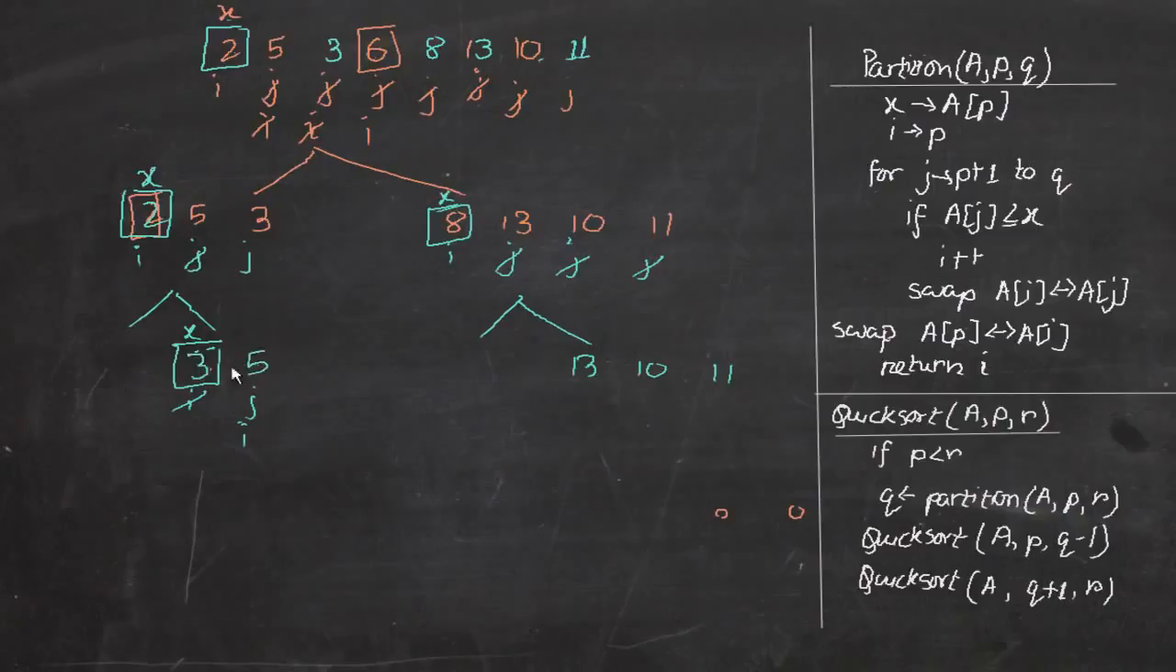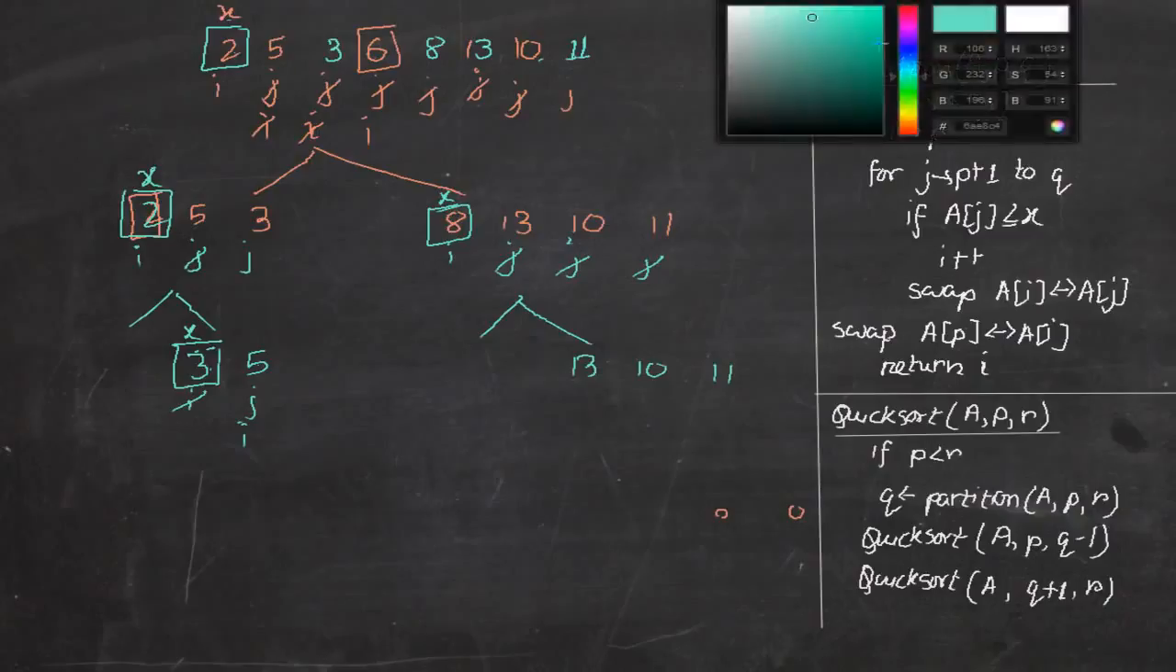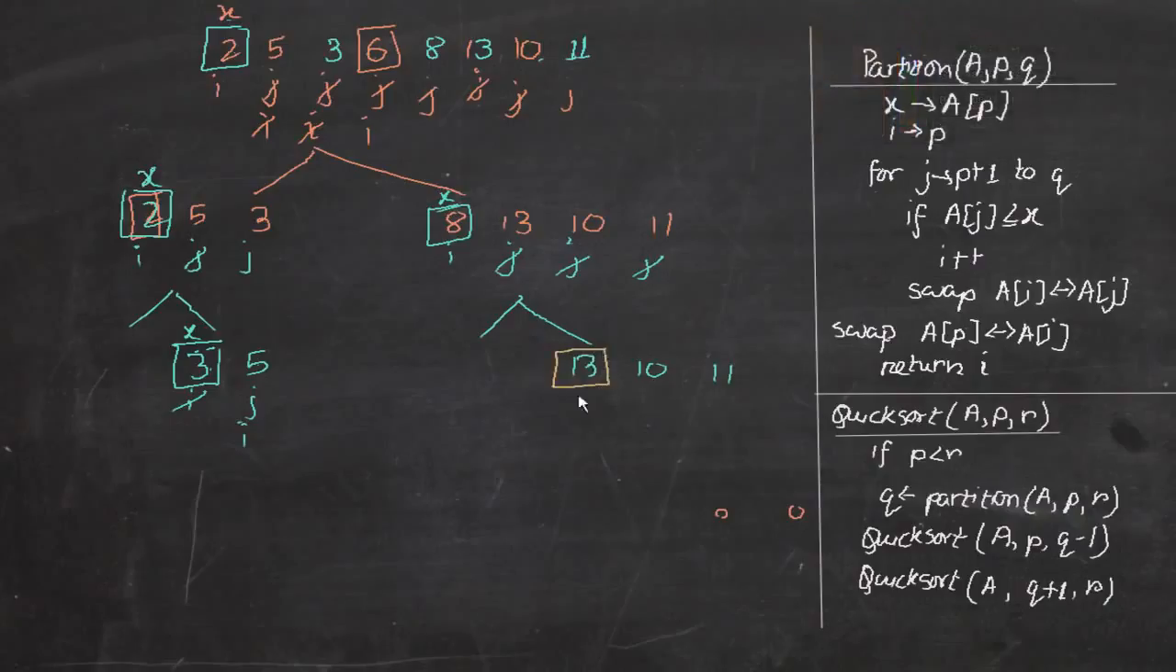3, 5. All right. And let's do it for this one also. Let's just change the color. It's getting bored of this color. All right. So 13 is the pivot, and then it's x again. I mean, x is AP. Anyway, x, and then this is i, and this is j.